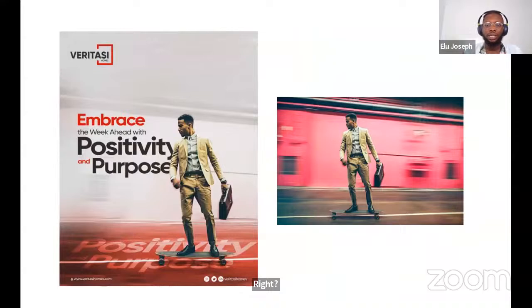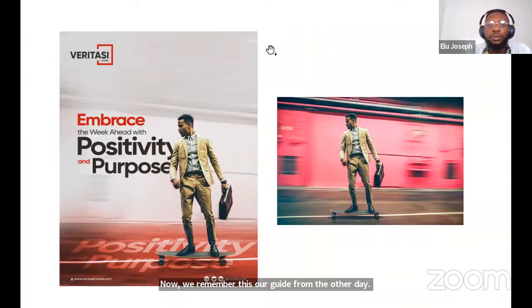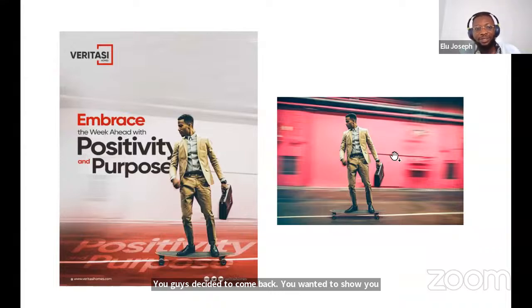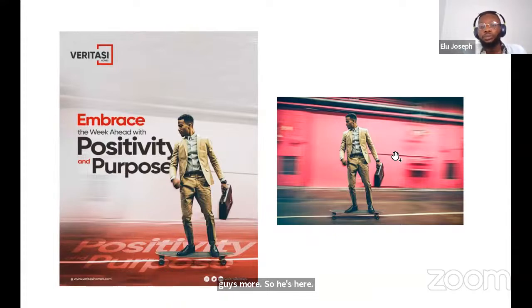Now, who remembers this, our guy from the other day? The guy on skateboard. The image had to also be what? Edited to give us the results. Yes, the guy from the first day of training. The guy decided to come back. He wanted to show you guys more, so he's here. Let's call him Mr. A. So Mr. A is here again today.